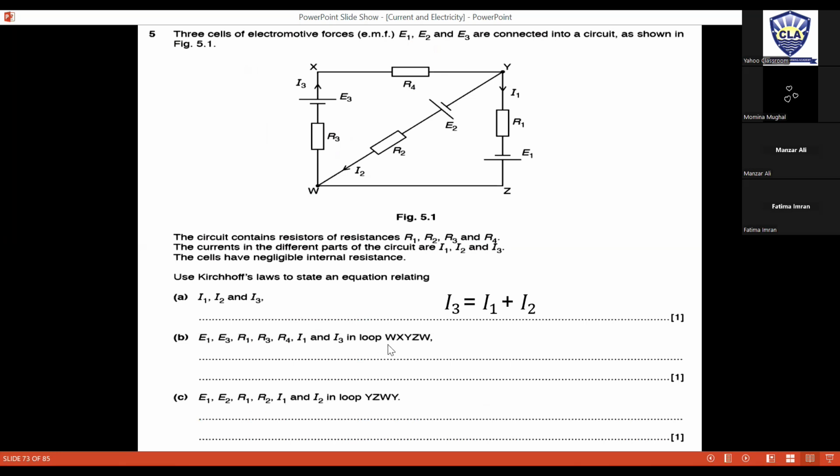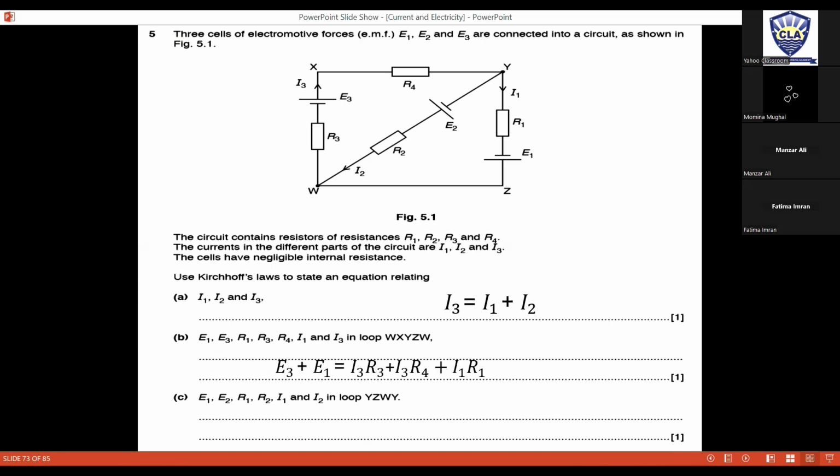Now we have loop W X Y Z W. Now this is the outer loop. We just neglect the inner one. E3 and E1 are connected positive to negative, so they will simply add up. E3 plus E1. I3 R3, I3 R4. And in case of R1, we have only I1 current, so we have I1 R1.